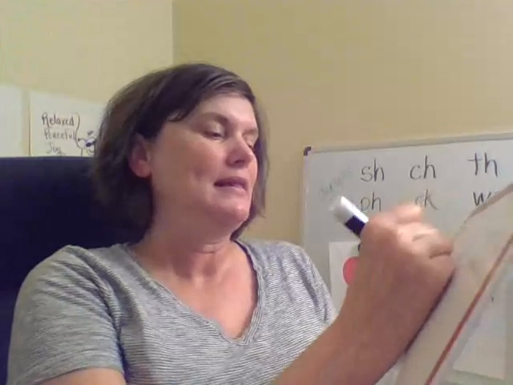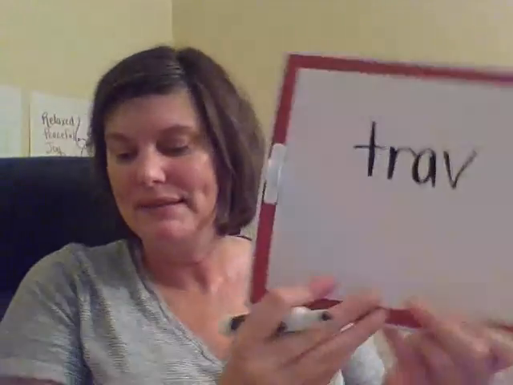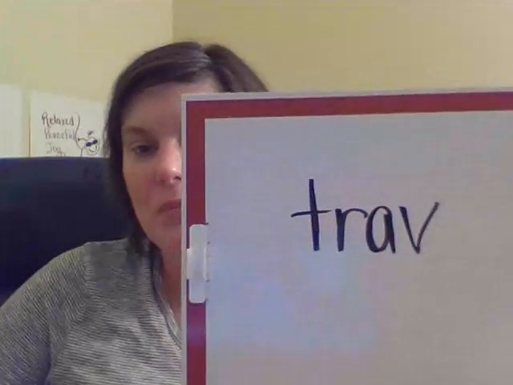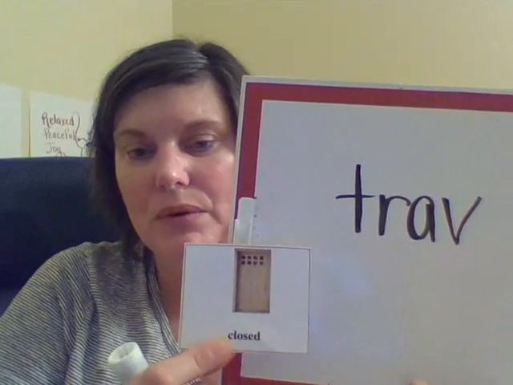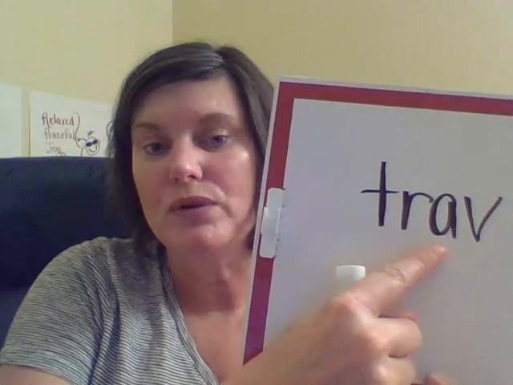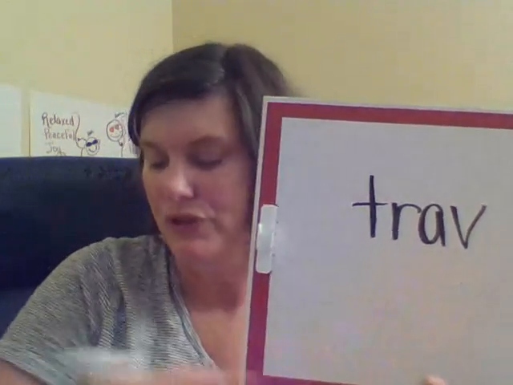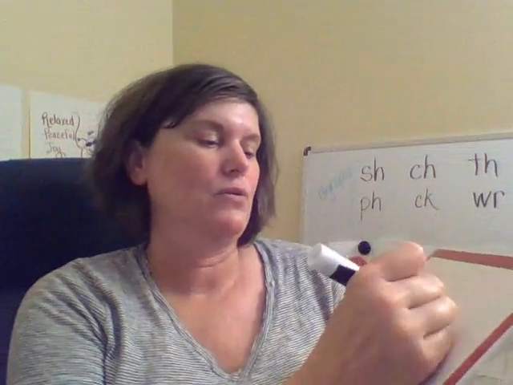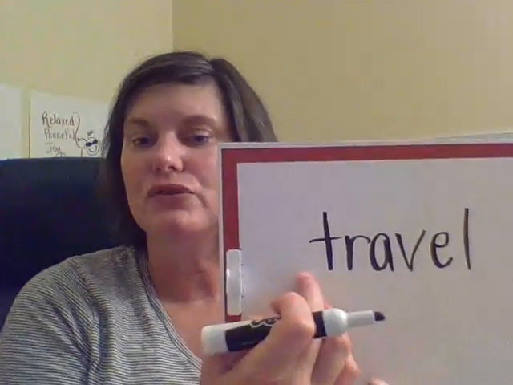Now we're going to read some words syllable by syllable. Okay, let's take a look at this first syllable and let's see what type of syllable this is. Open or closed? Yes, it's a closed syllable, so we know it's going to be a short vowel sound. So let's sound that. Trav. Good. Now, let's add this other syllable, which we know is ul. So travel, travel. Good job.